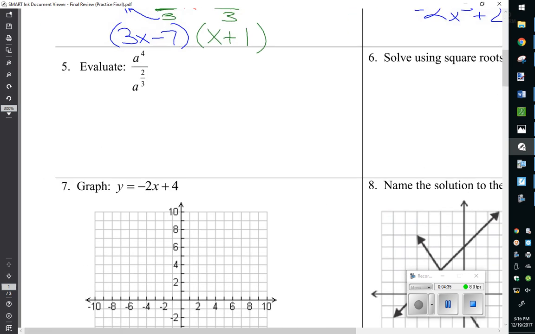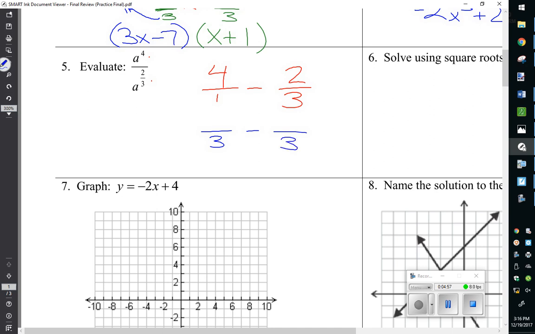Number 5, we're simplifying the exponents. Since I'm dividing exponents, I'm really going to subtract them. I want to take 4, or 4 over 1, minus 2/3. I'm subtracting fractions. In order to subtract fractions, you better get common denominators. Since this one's a 1 and that one's a 3, let's change them both to be a 3.